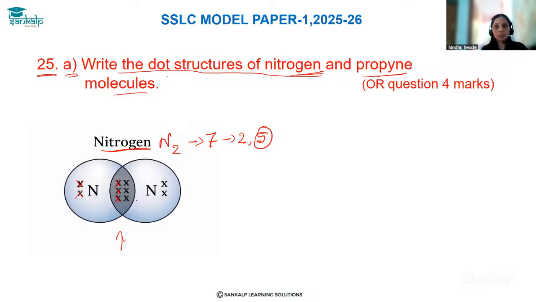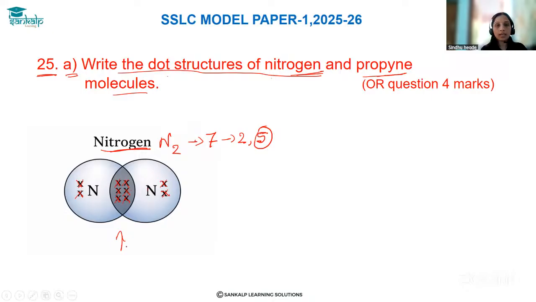Then it forms a bond with another nitrogen. This one again contains 1, 2, 3, 4 and 5 valence electrons. So finally it forms a triple bond, right? See, 1, 2, 3, 4, 5, 6. Six electrons are shared here. Six means 3 pairs. It is a triple bond, right? This is the dot structure of nitrogen.